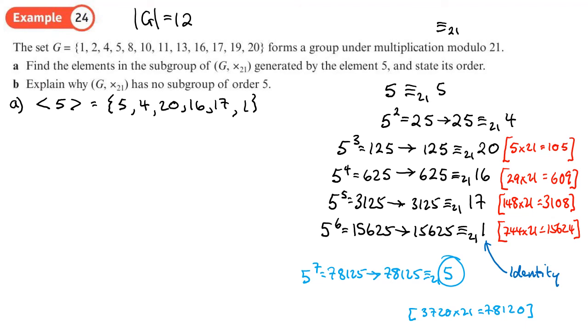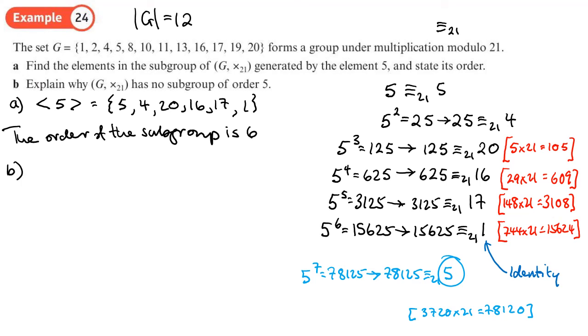So 5 will generate 1, 2, 3, 4, 5, 6. So the order of this subgroup is 6. I don't know if I said 5, I meant 6. 1, 2, 3, 4, 5, 6. Okay, so the order of the subgroup is 6, and we'd expect that because 6 divides 12. If we got a subgroup of 7 or some other number that doesn't divide 12, we know we've made a mistake somewhere.